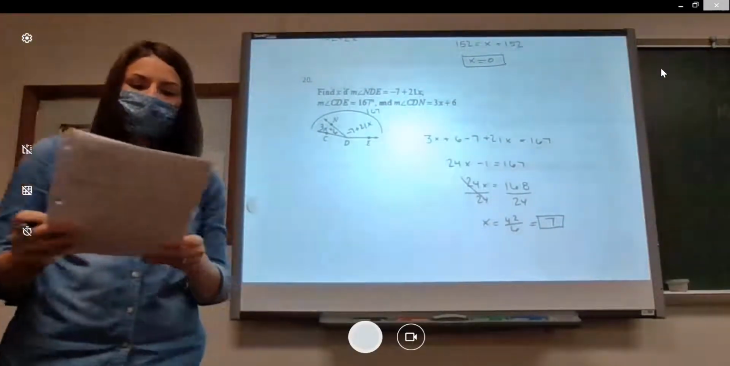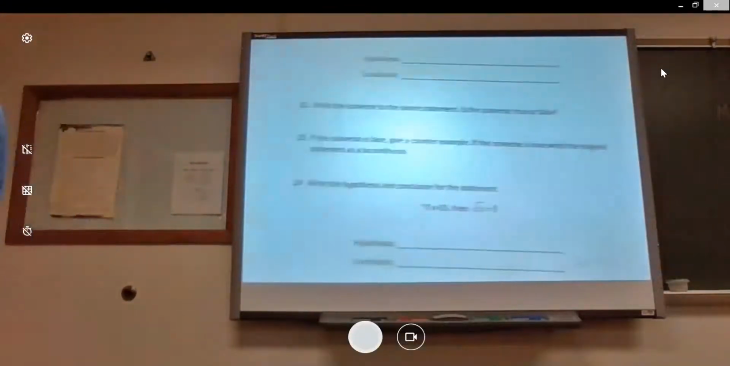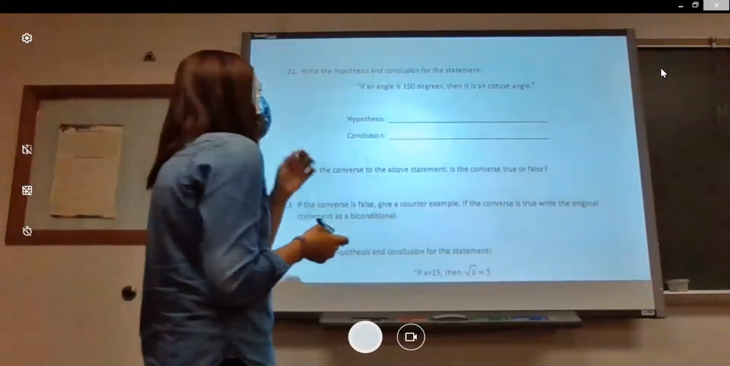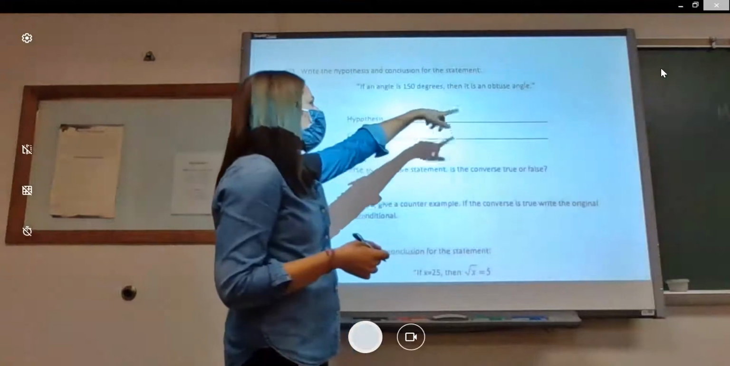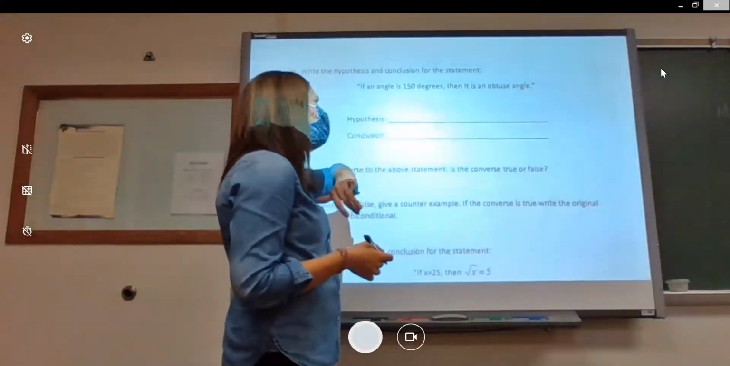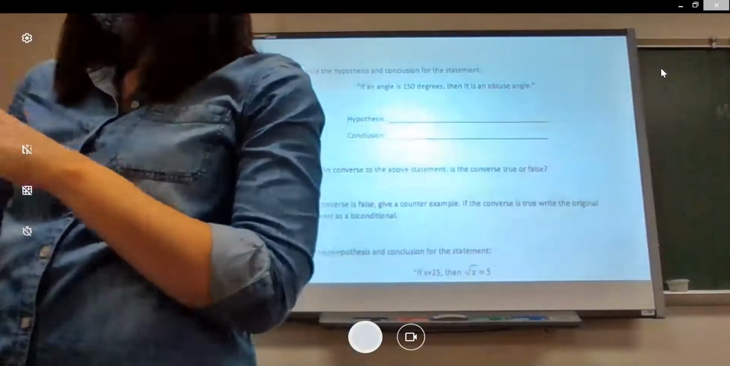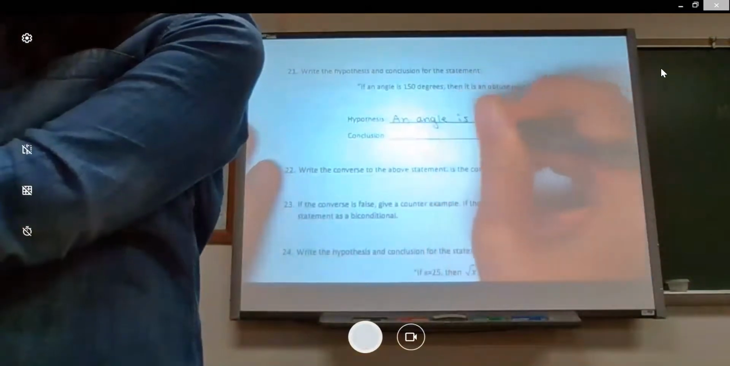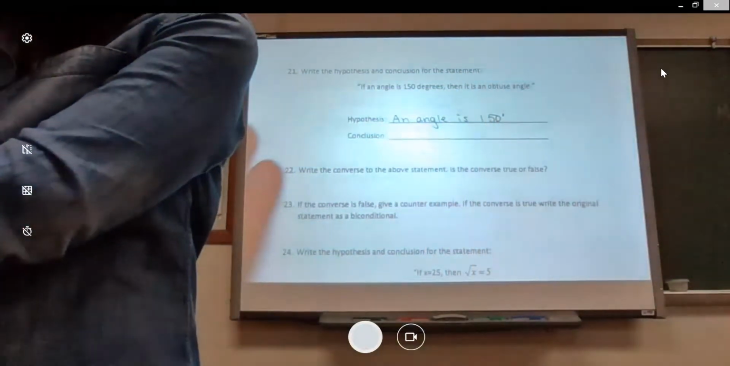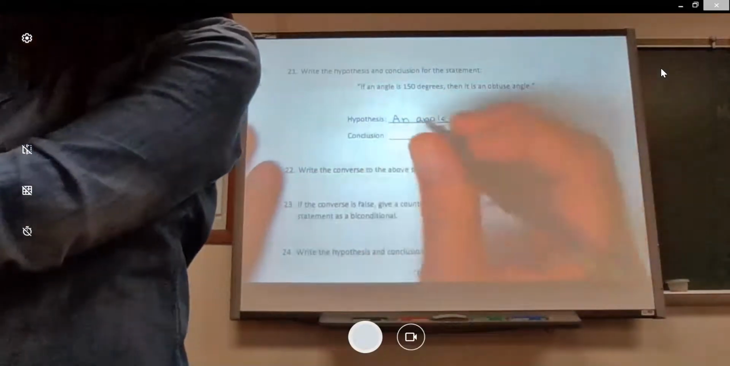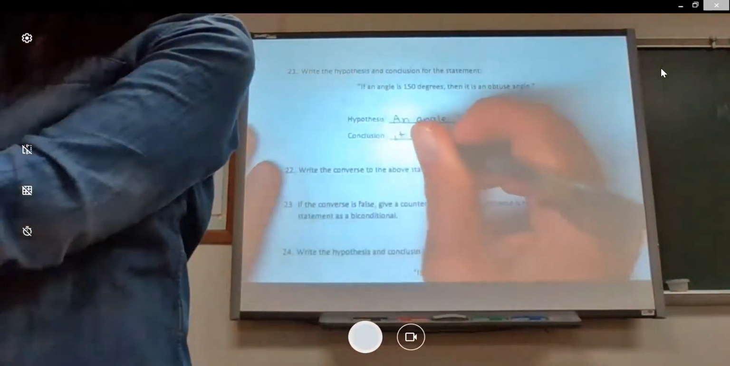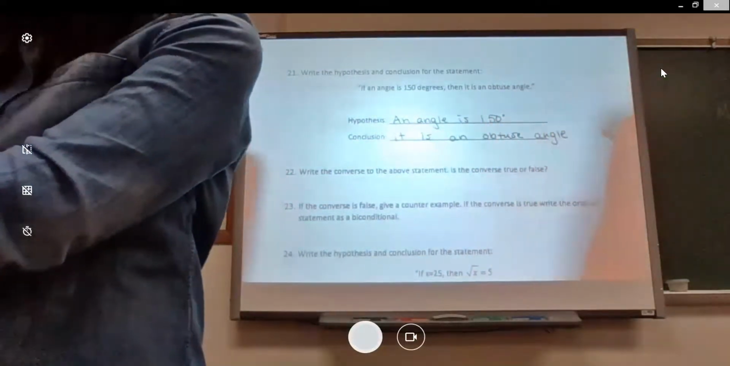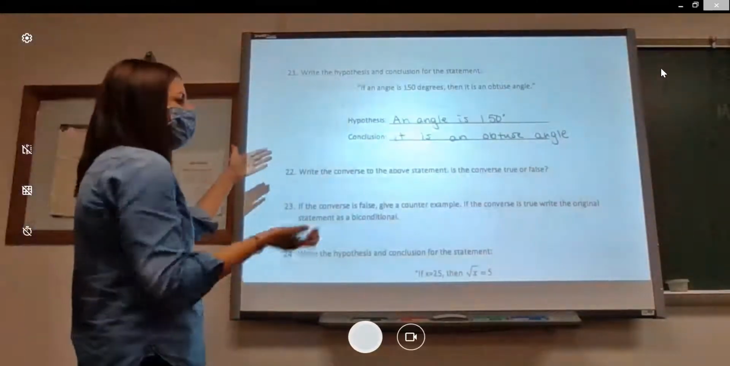So if you flip this page over, it switches into if-then statements. So these are on our test as well. If an angle is 150 degrees, then it is an obtuse angle. What is the hypothesis there? I don't need the if, I'm just going to write an angle is 150 degrees. The conclusion would be it is an obtuse angle. So there's my statement, hypothesis and conclusion.